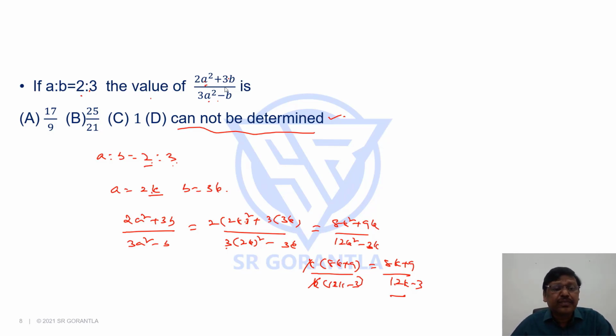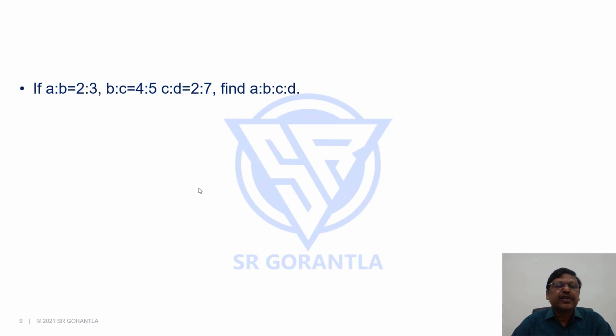In the place of b, we substitute 3 and try to solve the question, and you will get 17 by 9 and you will go for it, especially when there is an option. But please remember, it's not necessarily 17 by 9. It can take any value depending on what is the k value, right? So this question is cannot be determined. Let's take up the next one.